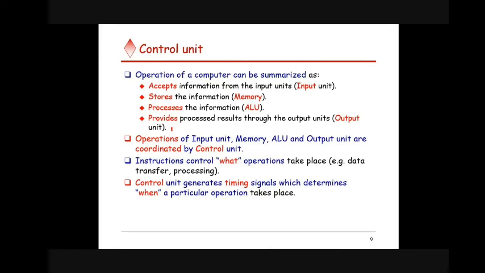When it performs, the control unit generates the timing signals. All these things will be done through a certain set of signals that we will see in the fifth module. So that will be generated through control signals, and then the control unit will generate the timing signals and determine when a particular operation should take place. Okay.